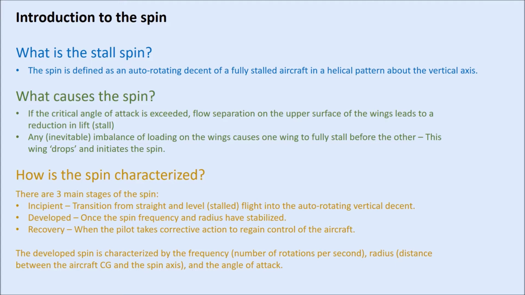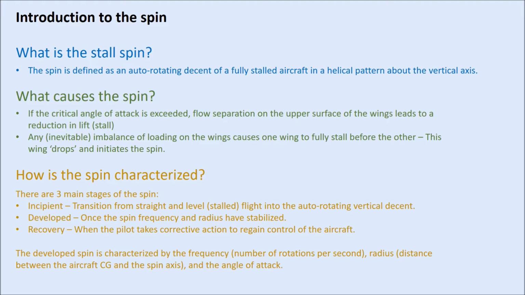So today what we're talking about, we're mainly interested in the developed stage of the spin, so that we can put some numbers on the spin frequency, which we're going to define as the number of rotations per second, the spin radius, which we're going to define as the distance between the aircraft's center of gravity and the spin axis, the vertical axis, right? And also try to characterize the angle of attack during the spin as well, because as we say, the aircraft is fully stalled throughout the spin.